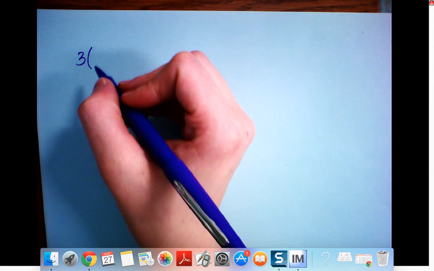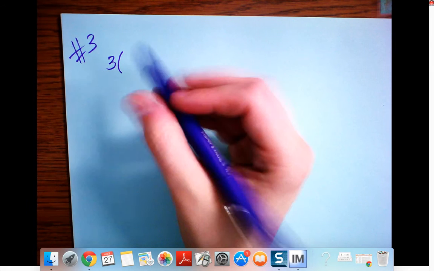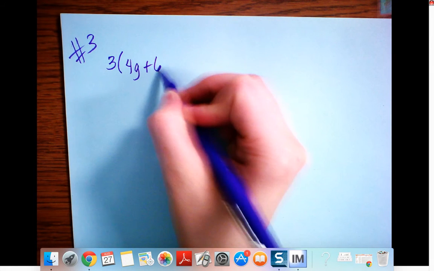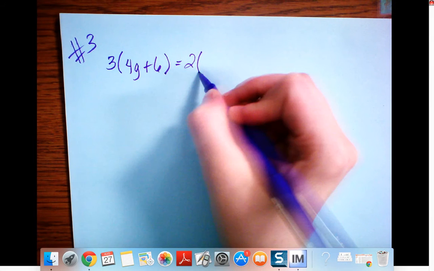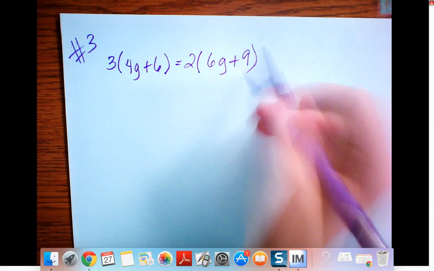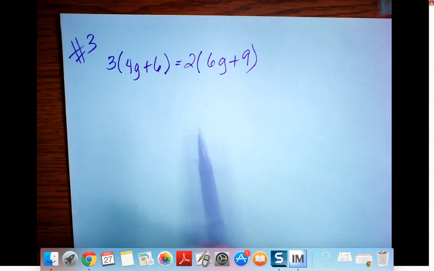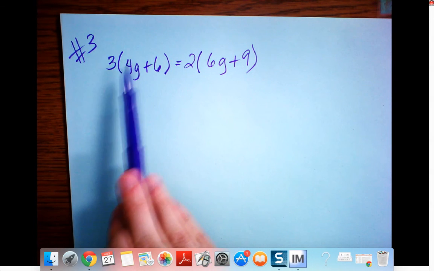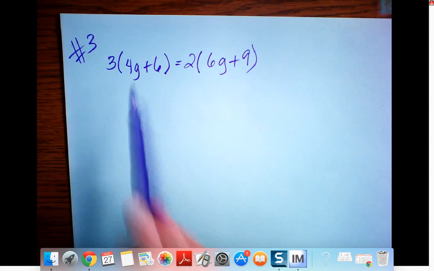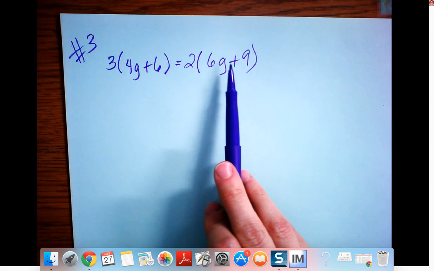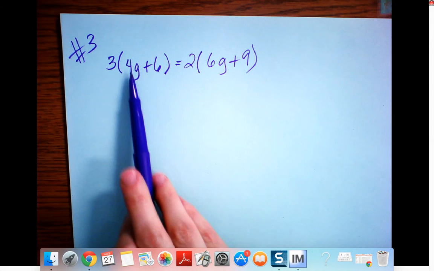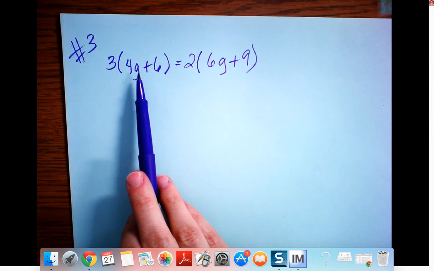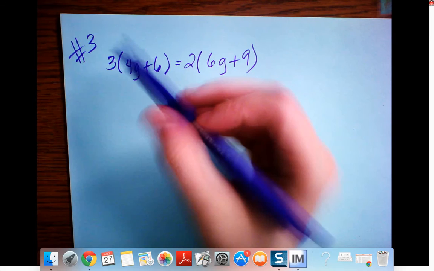We have 3 times, we do number 3. 3 times 4g plus 6 equals 2 times 6g plus 9. So we have these expressions grouped here. The 4g plus 6 is in a group, and the 6g plus 9 is in a group. Now we cannot simplify this here because we have no idea what g is, and so therefore we cannot add that to a whole number. Okay? So that's why we have to distribute first.